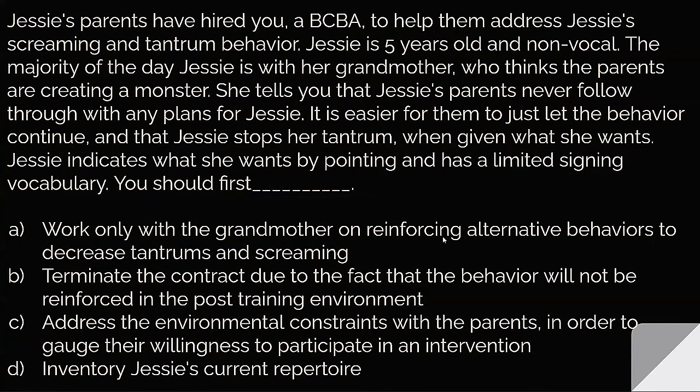So if we go with A, work only with the grandmother and reinforcing these things, I think most of you probably said, no, that's not right. But let's pretend it was. If that's the right answer, then the scenario needs to say that Jessie's parents aren't really there, that grandmother is the one who is the caregiver and will be reinforcing whatever behavior or intervening with whatever plan we come up with. So if it said that, then A might be right, but it doesn't.